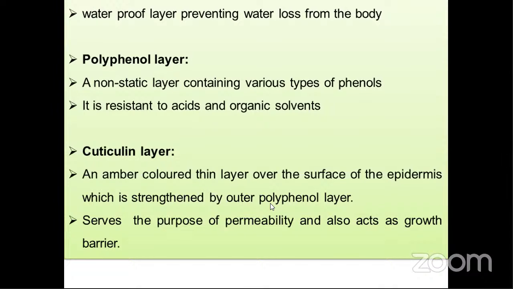Next, the polyphenol layer. Polyphenol means non-static layer. It contains various types of phenols. It is resistant to acids and organic solvents. The function of the polyphenol layer is resistance to acids and organic solvents.